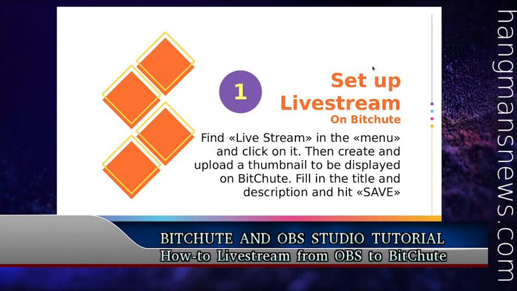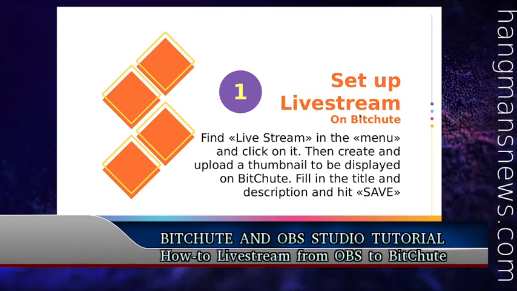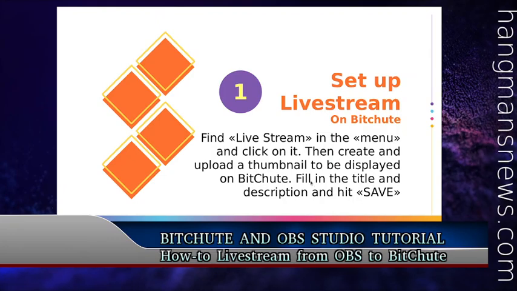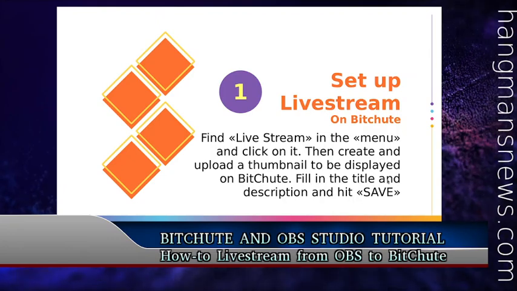Okay, so first set up the live stream on BitChute. Find the live stream in the menu and click on it. Then create and upload a thumbnail to be displayed on BitChute. Fill in the title and description and hit save.